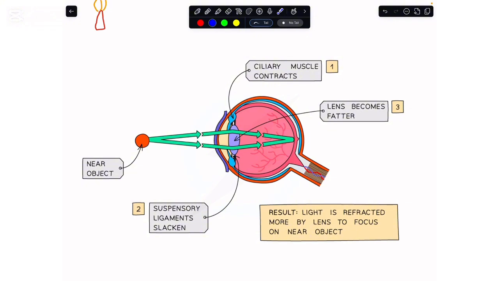This is one of the most frequently asked questions if the examiner gives you something from the eye structure. I hope you are clear with the concept of accommodation, adjustment, or focusing, because they are synonyms of one another.